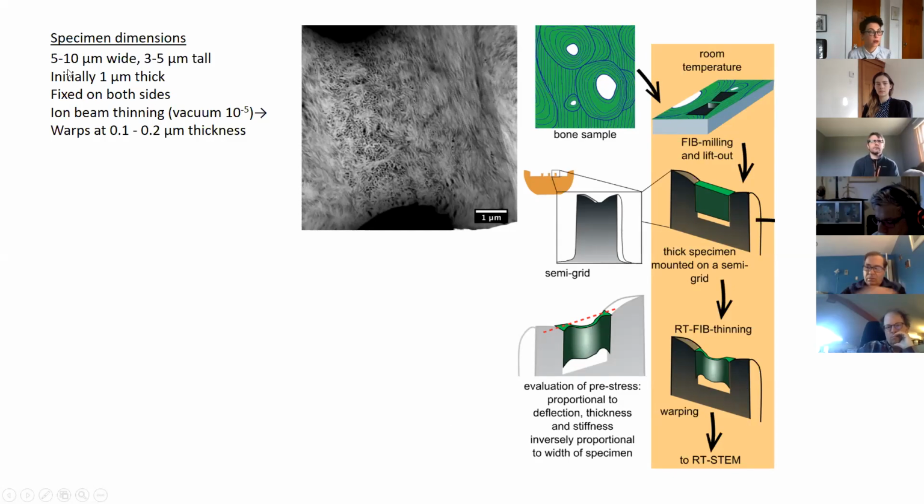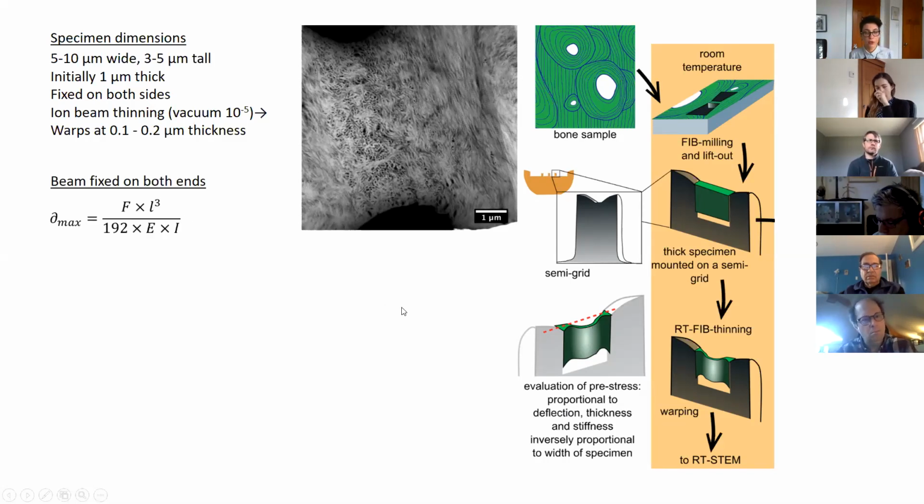So let's say I'm making a specimen about 7 by 4 microns in area, and when I thin it in high vacuum beyond 200 nanometers, it starts warping, up to 1 micron deflection, sometimes less. So what is happening there, when nothing is directly acting on the specimen, is that bound water is leaving the surface of the specimen and vanishing somewhere in the pump of the microscope. And by doing so, internal pre-stress is released and the specimen warps.